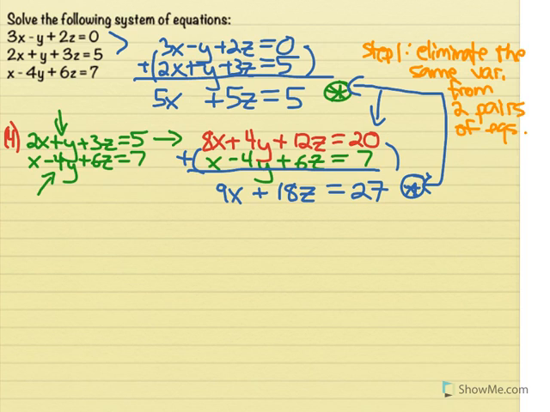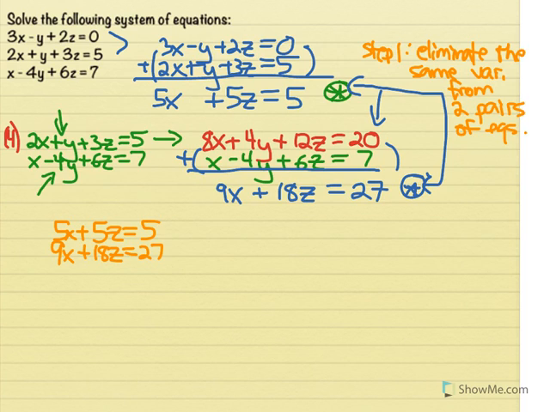Now we've got two equations, two unknowns, which we can solve using the methods we've learned in the previous videos. So I'm just going to rewrite them down here. So we have 5x plus 5z equals 5. We have 9x plus 18z equals 27. Okay, elimination doesn't look to be the easiest method here, because 5 and 9 don't really match up very well. 5 and 18 don't match up very well either. You'd have to multiply both equations.